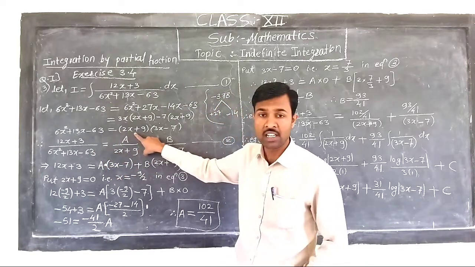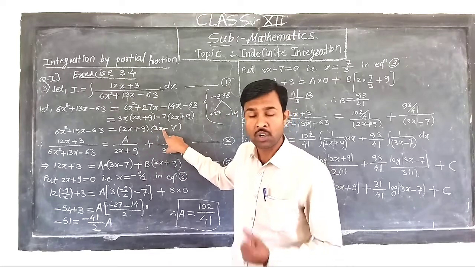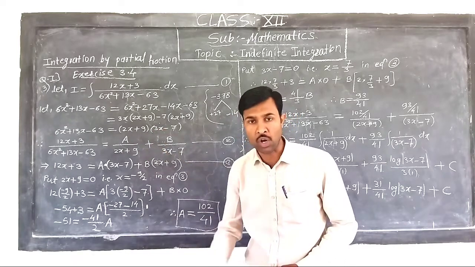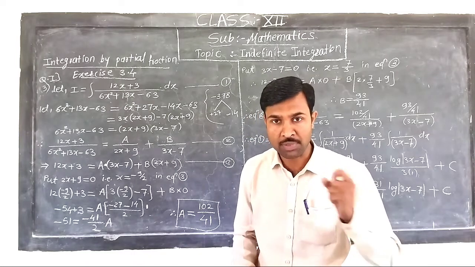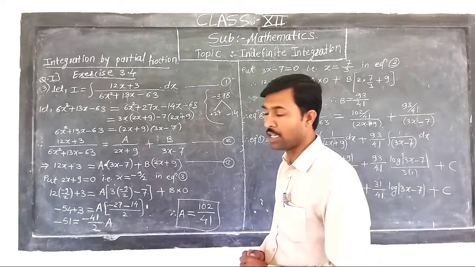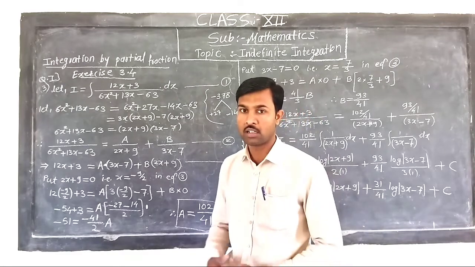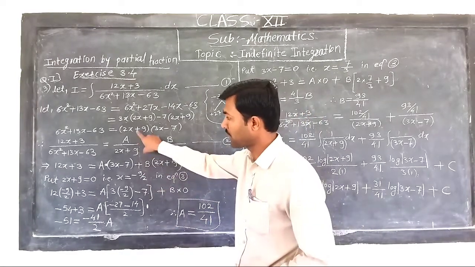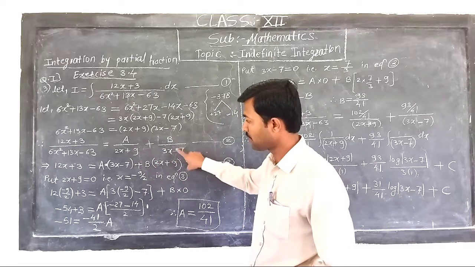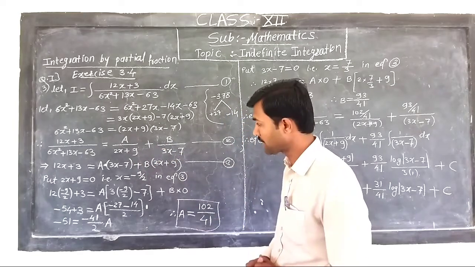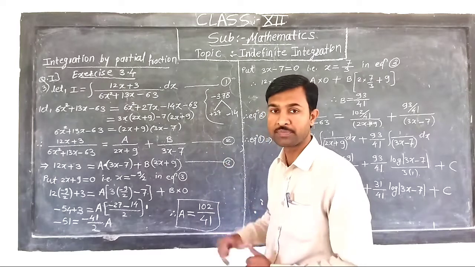So I take this proper rational function outside of this integral, and I have written it as both these factors are linear as well as non-repeated. As it is a non-repeated linear factor, we have to use partial fractions of the first type, and in the first type it is clear that we have to take the first constant a upon the first factor, that is 2x plus 9, plus the second constant b upon the second factor, that is 3x minus 7. This is our equation 2.